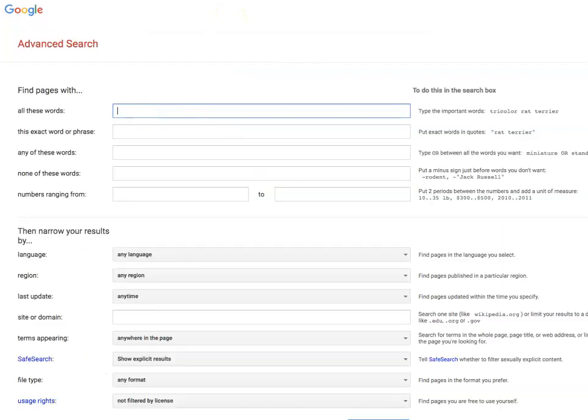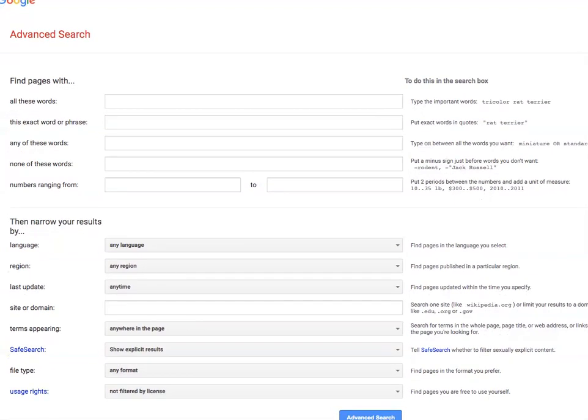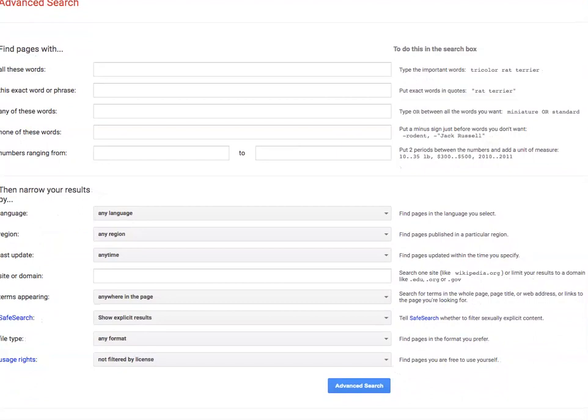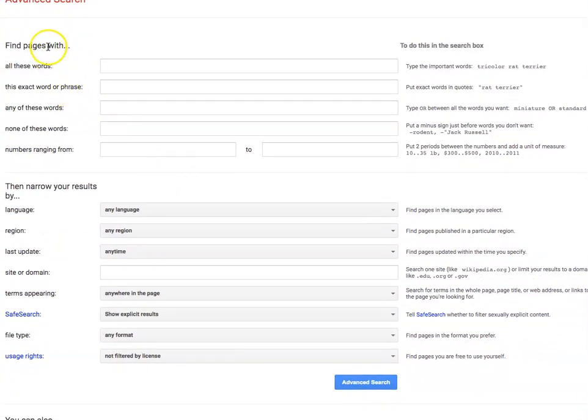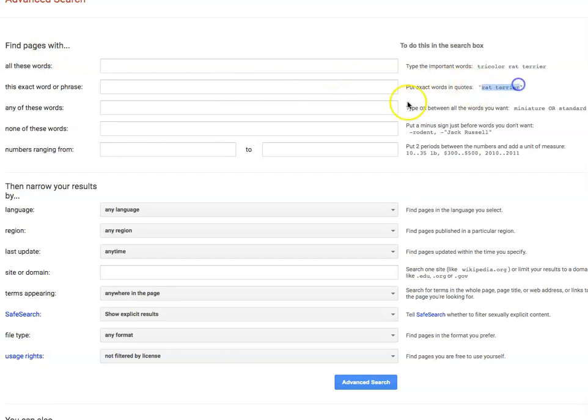So Google Advanced Search looks like this. I'm going to bring this down a little bit. But to me, as a librarian, it's almost like research training wheels. So you want to find pages with these words. Hey, is it a phrase? Put it in quotes. Hey, does this word have other synonyms, like COVID-19 or coronavirus? Put an or between it. You want to get rid of something? Put a negative in front of it.